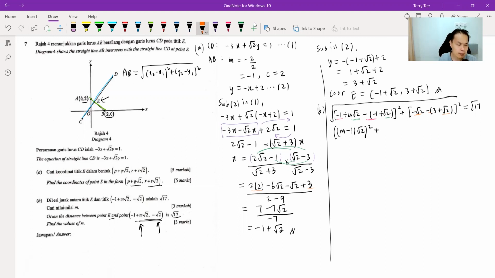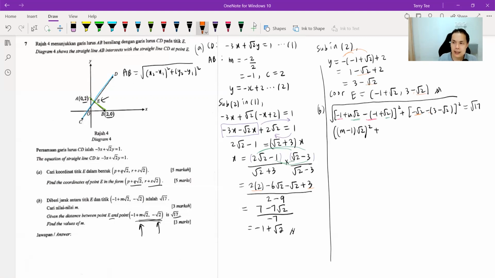Did I make a mistake here? This is 3 minus √2. Okay, sorry, I made a mistake here. This coordinate here is 3 minus √2. There's a 3 minus √2 here for coordinate point E, because earlier I forgot to multiply the negative, but there's a negative here. When you multiply in, it's a minus here. Can you see that? Sorry about that.